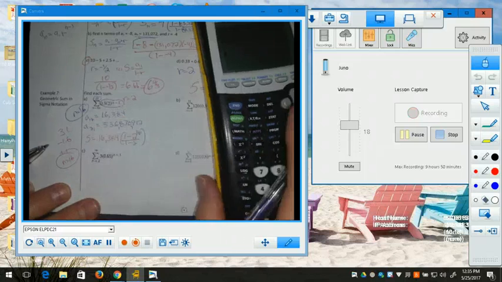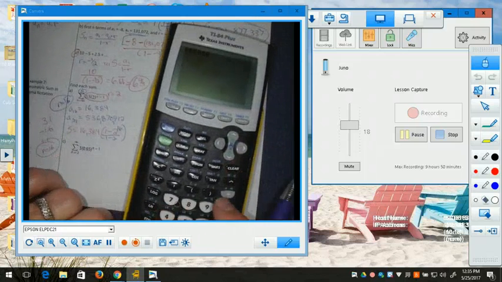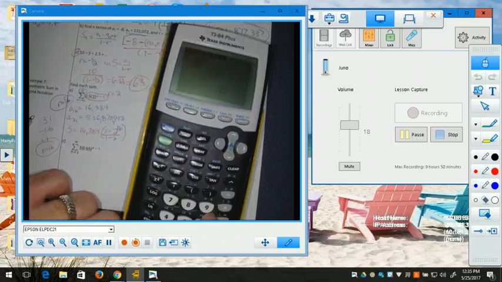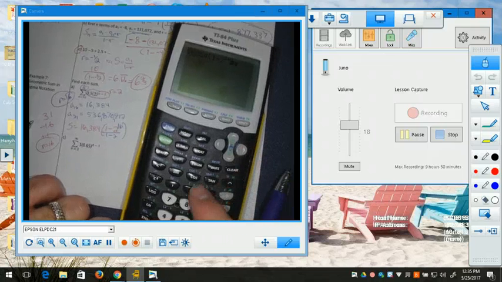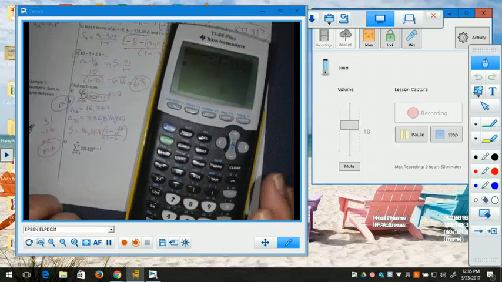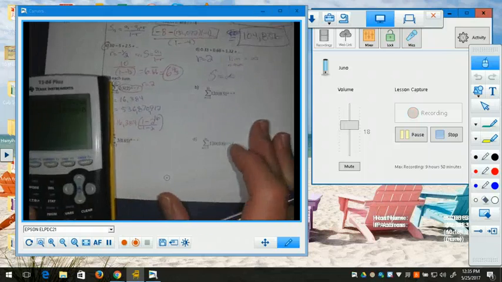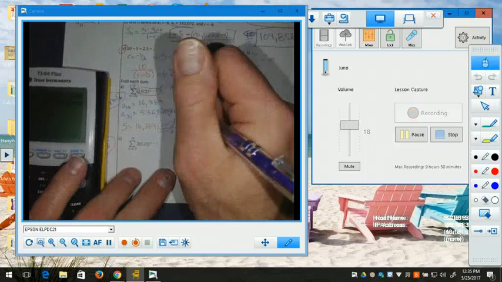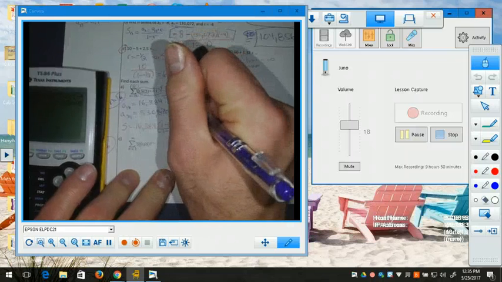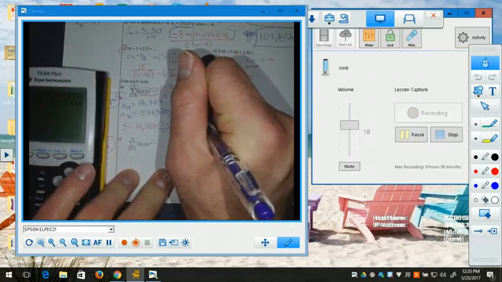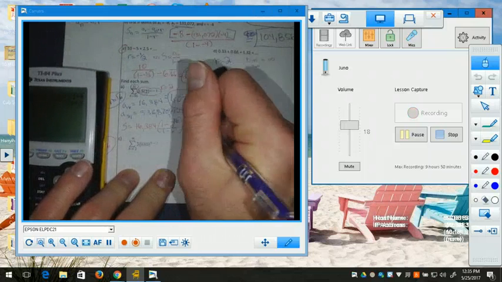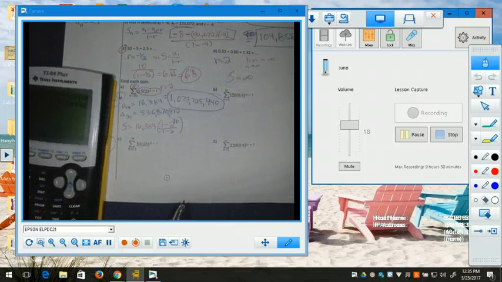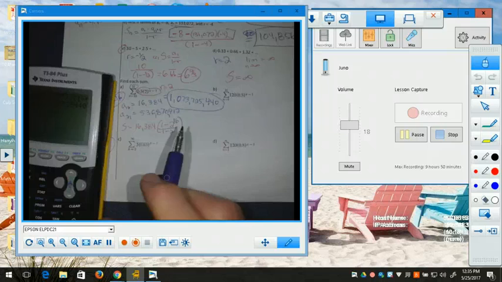Over 1 minus 2. So I have 16,384 times 1 minus 2 to the 16th divided by 1 minus 2, which is a negative 1. And there's my answer. It's actually 1 billion. 1 billion, that sum is 1,073,725,440. If only our finances could grow that fast.